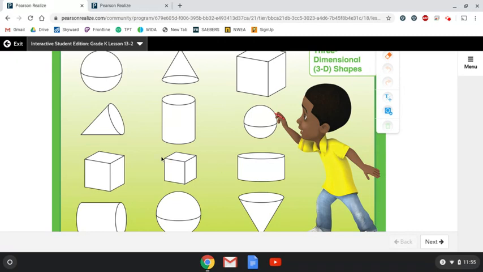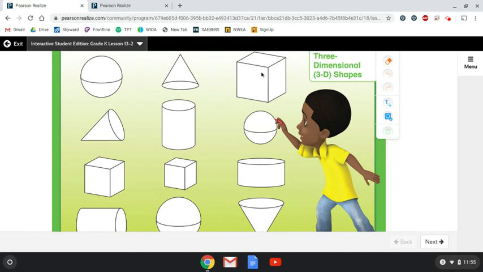Now, when I look at these shapes, I have a sphere here, and like I said, it doesn't have any flat sides, and a cone has only one flat side, so it can't be a sphere, it can't be a cone. When I look at a cube, it only has flat sides, and if I would push a cube or like a box, it wouldn't roll. It maybe would tip over on its side, but it wouldn't roll.